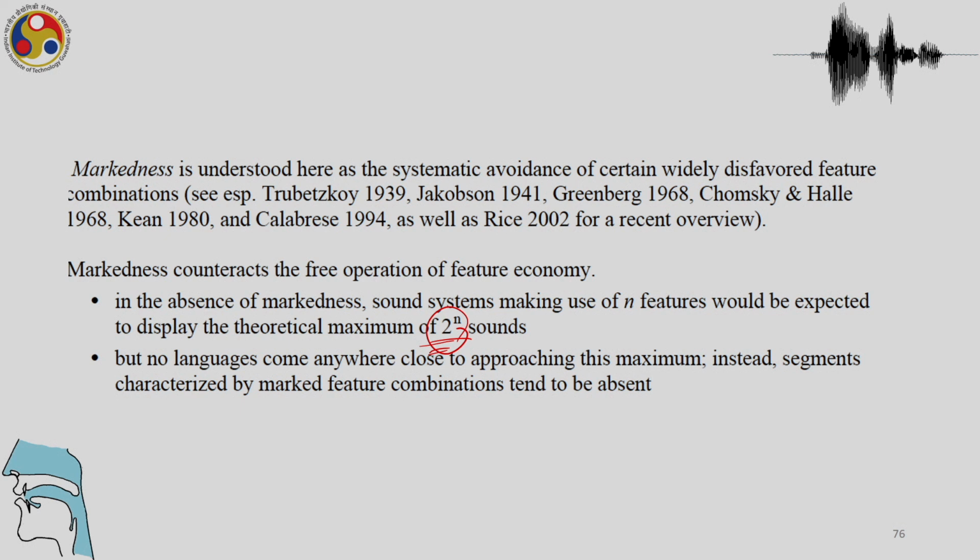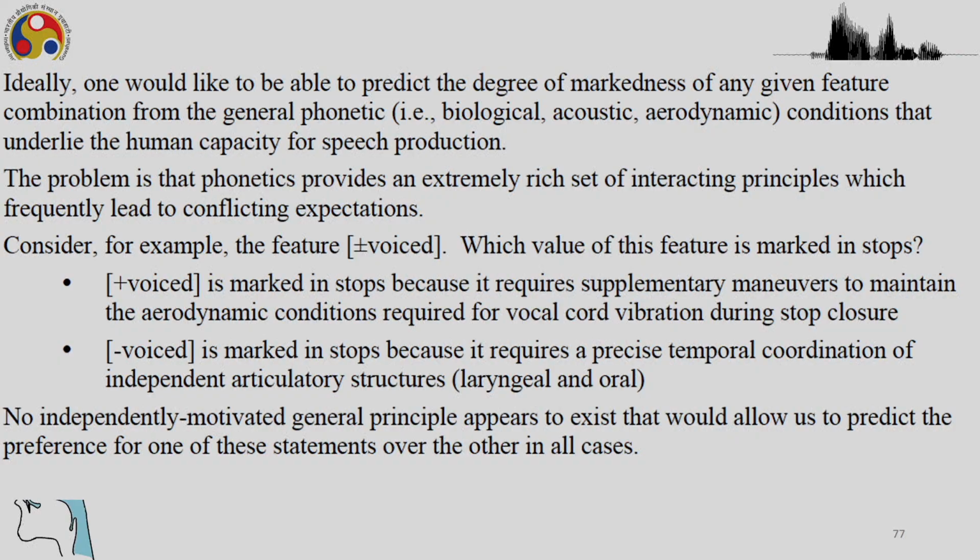Instead, segments characterized by marked feature combinations tend to be absent. So, feature combinations which are difficult in production, in articulation, are absent in the languages of the world, and ideally one would like to be able to predict the degree of markedness of any given feature combination from the general phonetic conditions that underlie the human capacity for speech production. And the problem is that phonetics provides an extremely rich set of interacting principles which frequently lead to conflicting expectations. So, for instance, plus or minus voice, which of these features is marked in stops?